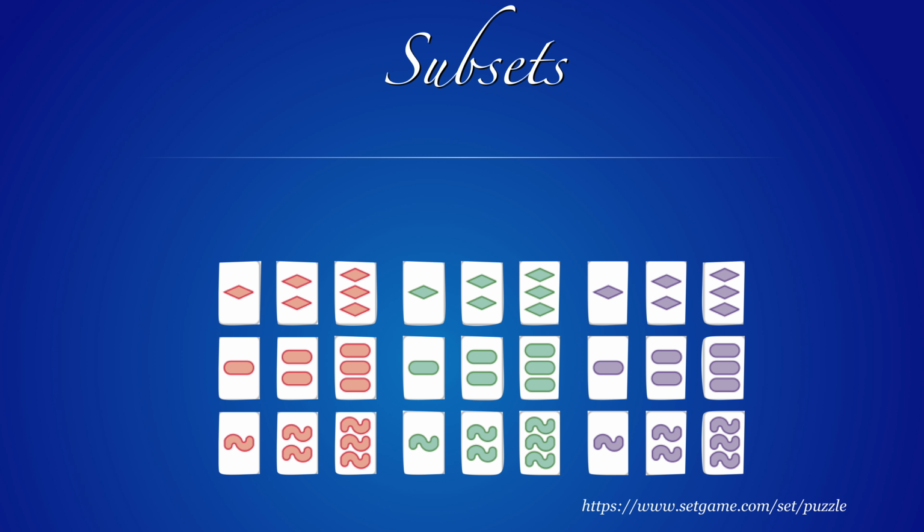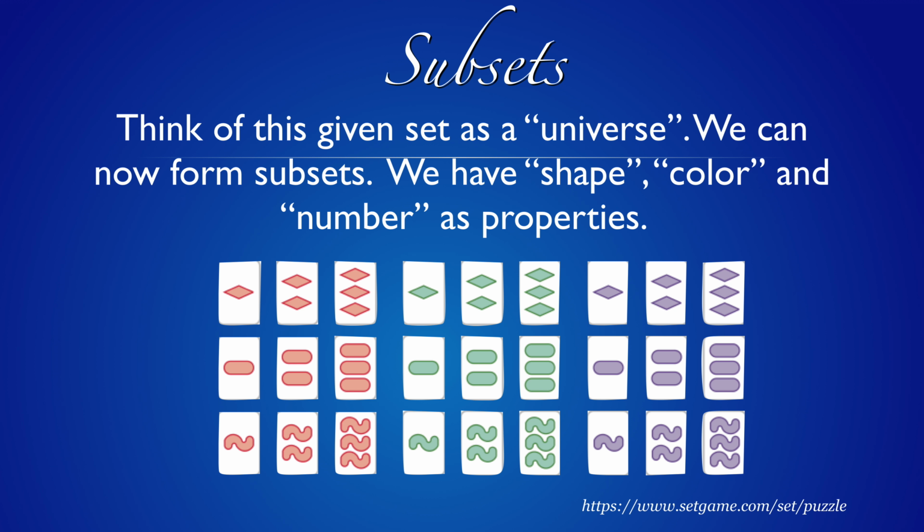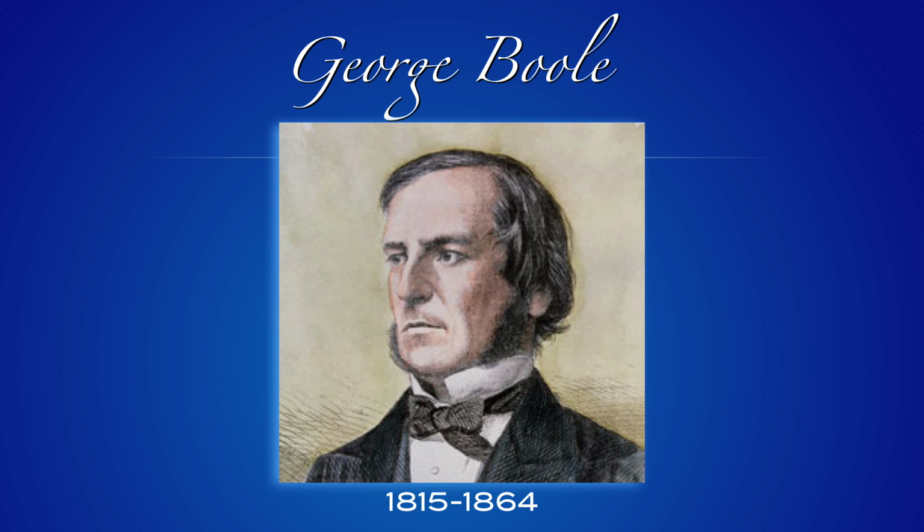A set is usually described by some properties. So in this case, there's shape, there's color, and there is number. So the surprise is that this universe produces an algebra similar to the numbers. It is called the Boolean ring, named after George Boole, who lived from 1815 to 1864. This is a nice documentary about the genius of George Boole.